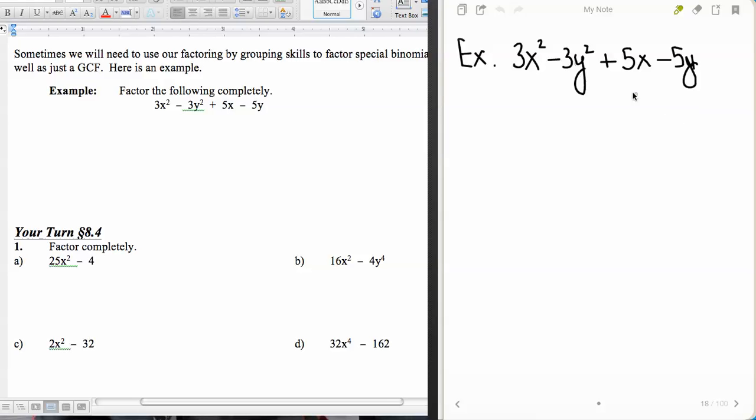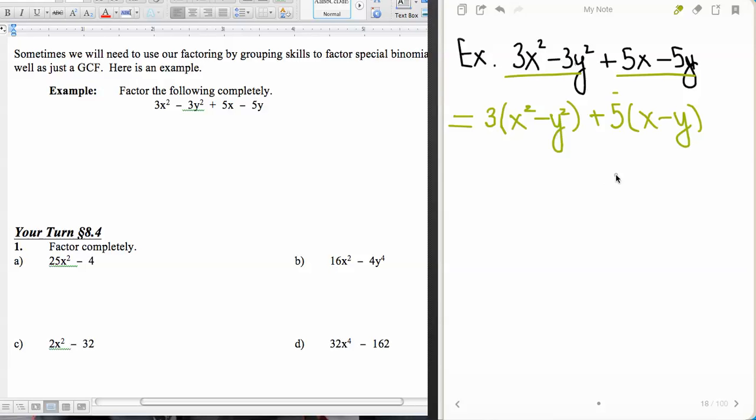So this problem here, we see first of all, there's 4 terms in it. So remember, that's the factoring by grouping strategy. So I'm going to take these first 2 terms and these second 2 terms and group them together. Out of the first 2, I'm going to take out a 3, and that's going to leave me with an x squared minus y squared. And then out of the second 2, I'm going to take out a 5, and that's going to leave me with an x minus y.